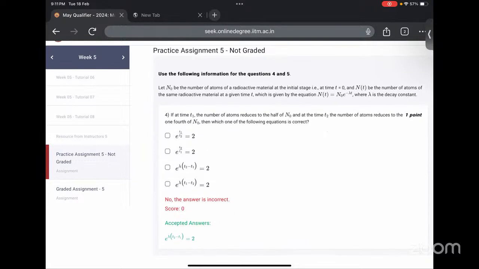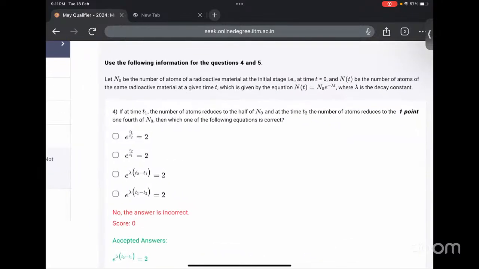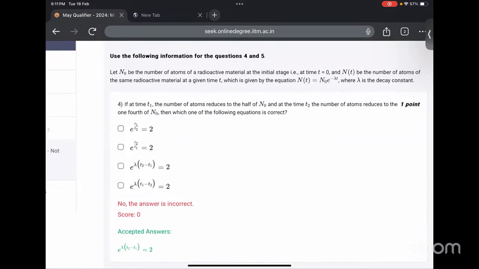What about the fourth one? You just try to solve it now. I'm waiting. I'm giving you some time. You just try to solve the fourth question. If you are finding difficulty, I will solve.